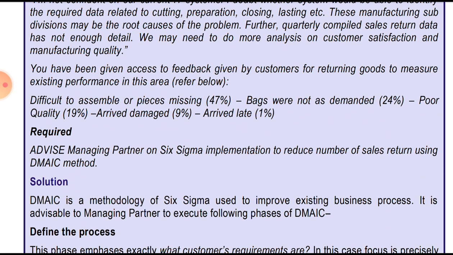Then bags are not as demanded. For instance, the bag demanded by the customer has not been properly delivered, and hence it has been returned. Such returns are quantified at 24%. So 47% is due to difficulty assembling and missing pieces, then 24% is due to bags sold which were not demanded. Then poor quality is 19% of sales return, arrived damaged 9% and arrived late 1%.